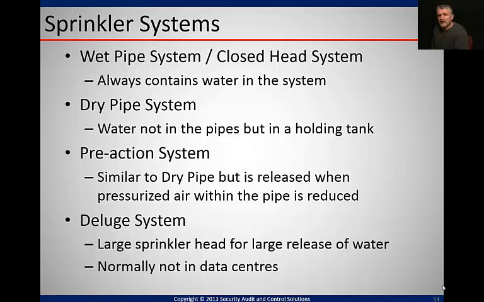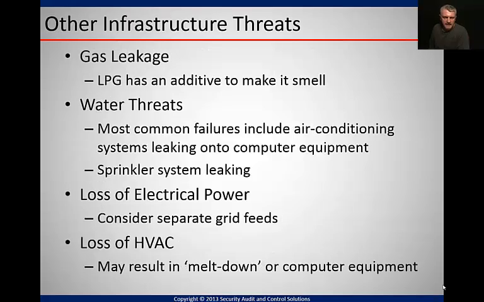Now, when we have sprinkler systems, we have wet pipe systems, also known as a closed head system. It always contains water in the system. There's a dry pipe system where the water is not in the pipe but in the holding tank. There's a pre-action system. It's similar to a dry pipe system, but it's only released when pressurized air within the pipe is reduced. And then finally, a deluge system, which has a large sprinkler head for release of water, and is normally not in data centers.